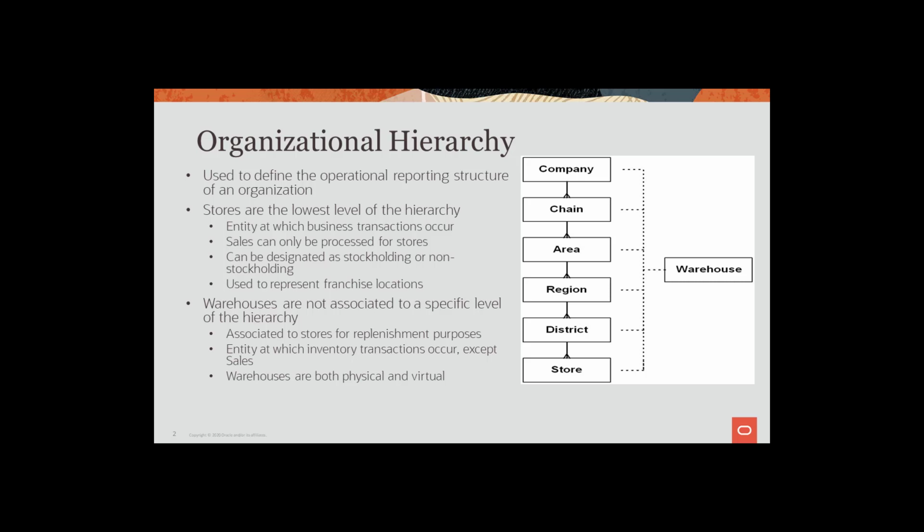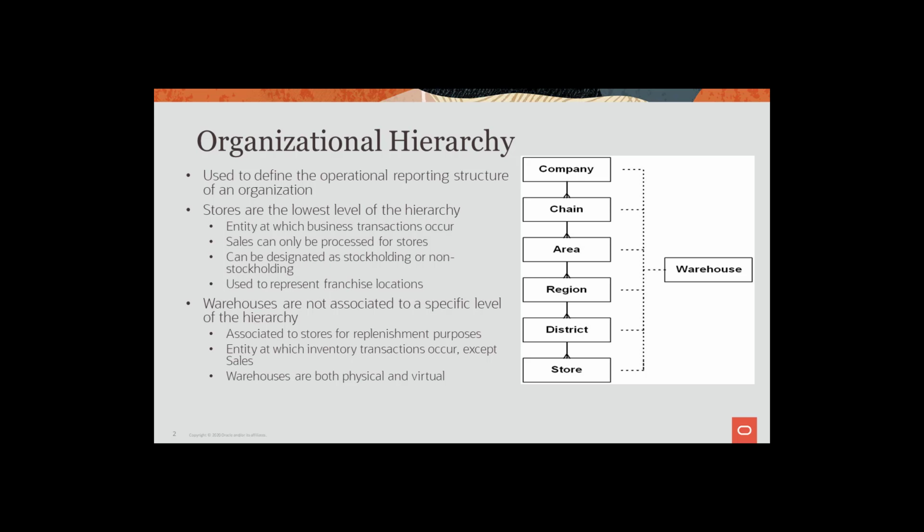The warehouse is the entity within merchandising that defines a physical storage, cross-dock, or distribution facility in an organization. Warehouse is not tied to a specific level of the hierarchy. This is because a warehouse can be associated with any level of the hierarchy within a particular retailer's environment, depending on how the hierarchy and the supply chain are structured. The level at which a warehouse is associated can vary by warehouse.